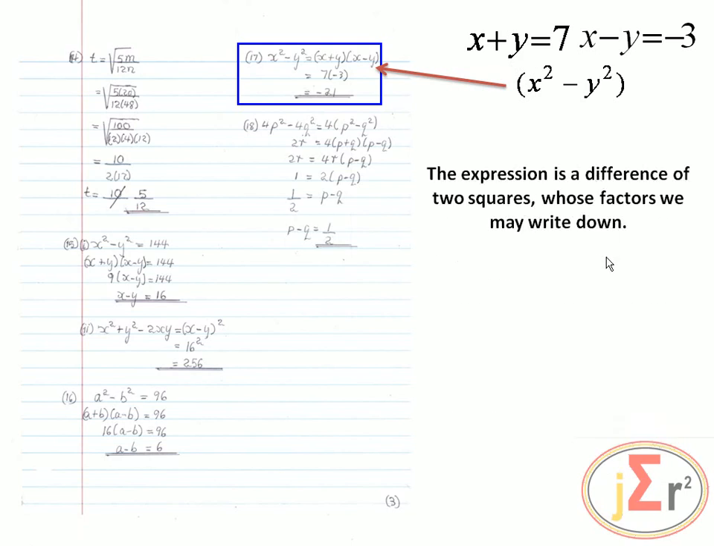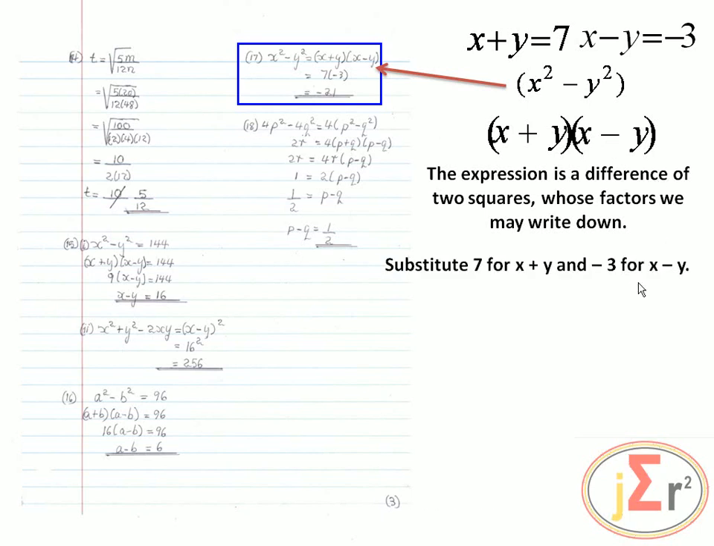So we have the expression is a difference of two squares whose factors we may write down. So let us write down the two factors of the difference of two squares, and we are accustomed to them. As a matter of fact, we used this exact example for the illustration and explanation of the difference of two squares. So we have no doubt that x squared minus y squared may be written also as x plus y times x minus y.